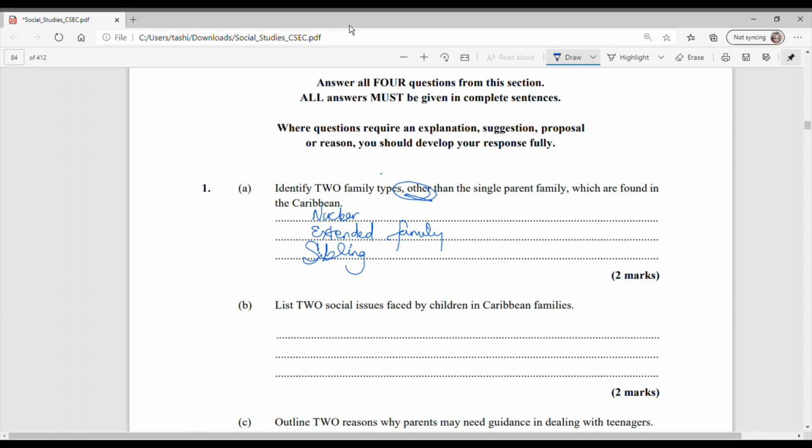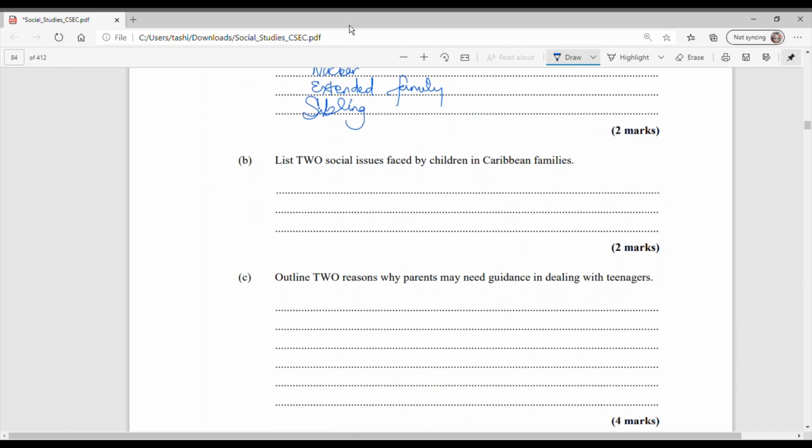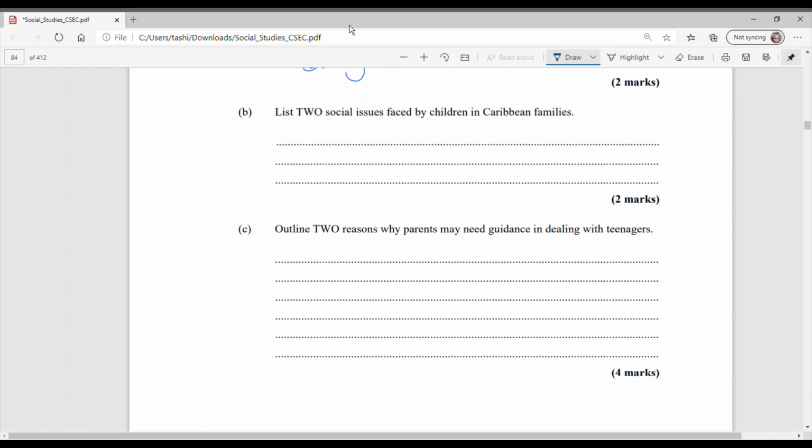1B, list 2 social issues faced by children in Caribbean families. So these are the issues that are faced by children, not issues that the family in general is facing. So issues faced by children are that one, they may be experiencing child abuse. They may not have many persons to supervise them. So we can say inadequate supervision.